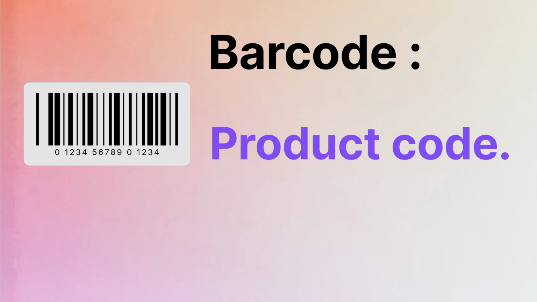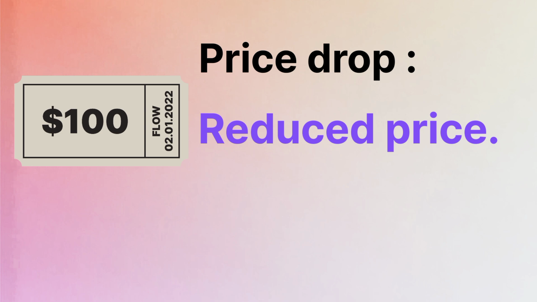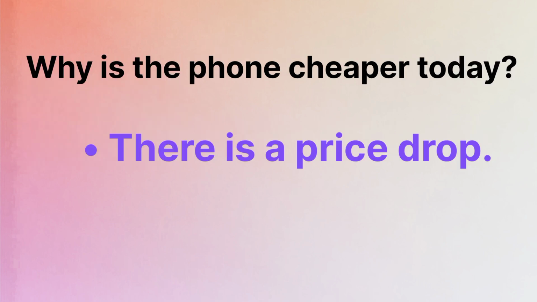Barcode. It means product code. For example, how does the cashier scan items? They scan the barcode. Price drop. It means reduced price. For example, why is the phone cheaper today? There is a price drop.